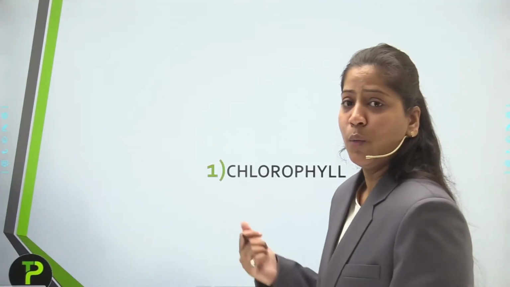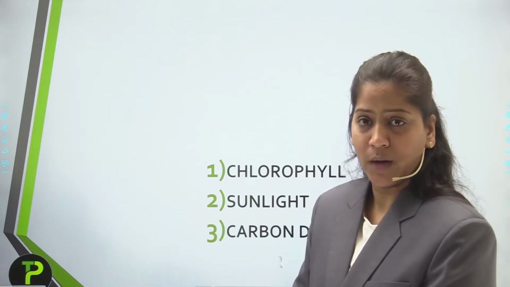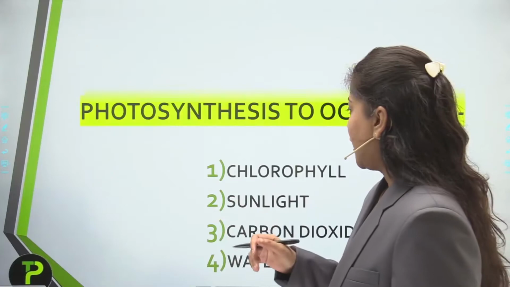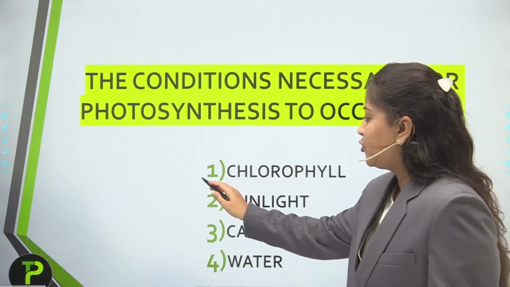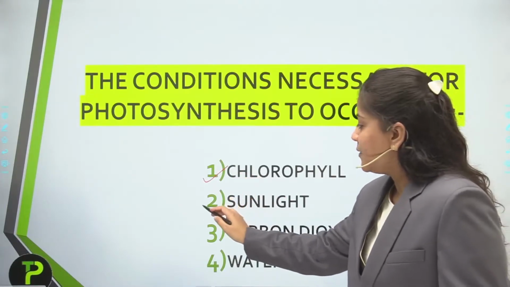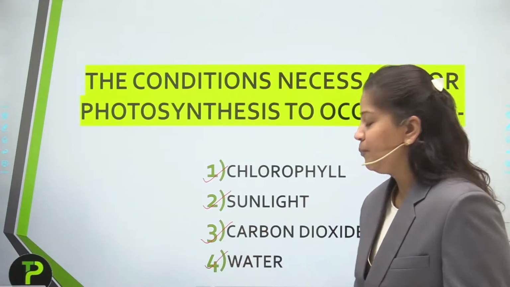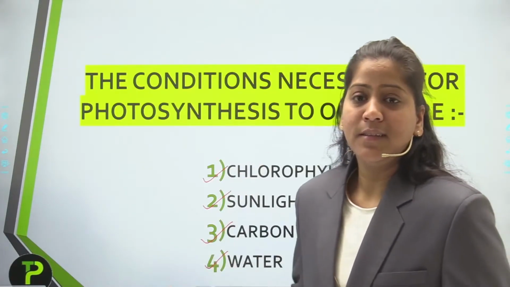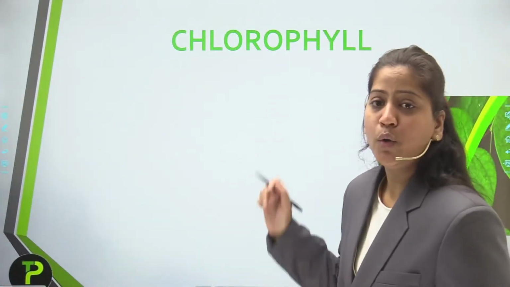Here are the conditions necessary for photosynthesis to occur. All these four conditions are necessary. First is chlorophyll, which we will study in detail. Second is sunlight, third is carbon dioxide, and fourth is water. Now we will discuss these one by one. So let's move on and study chlorophyll.